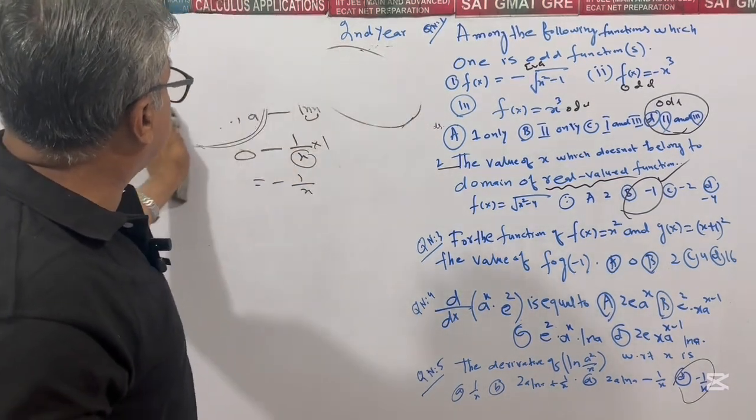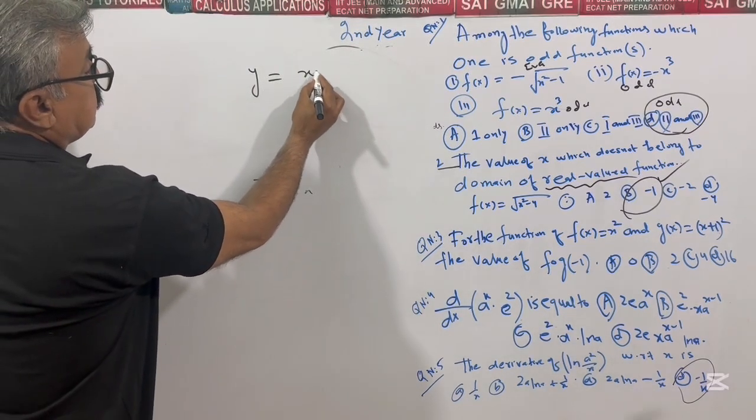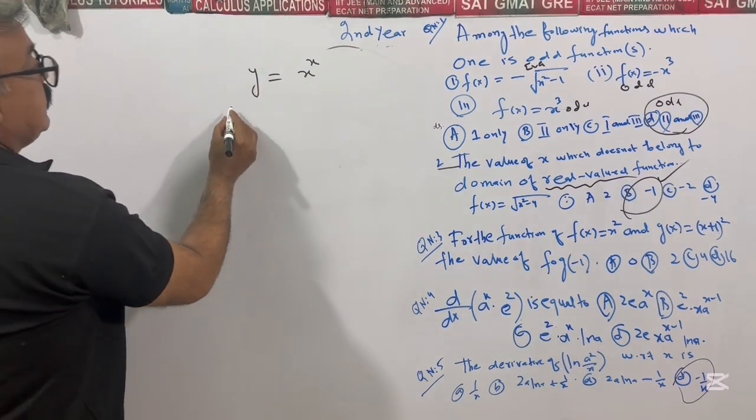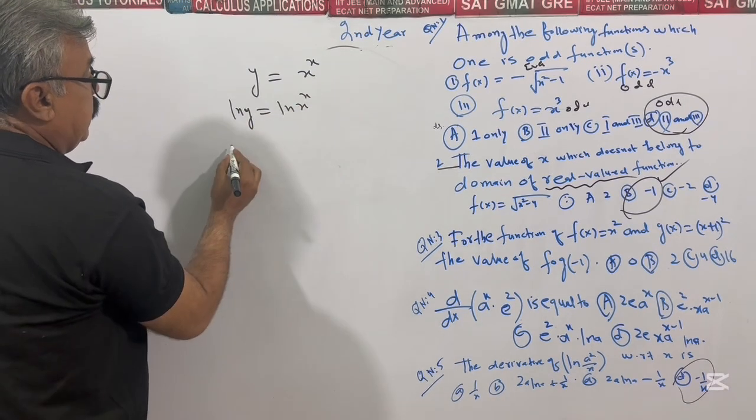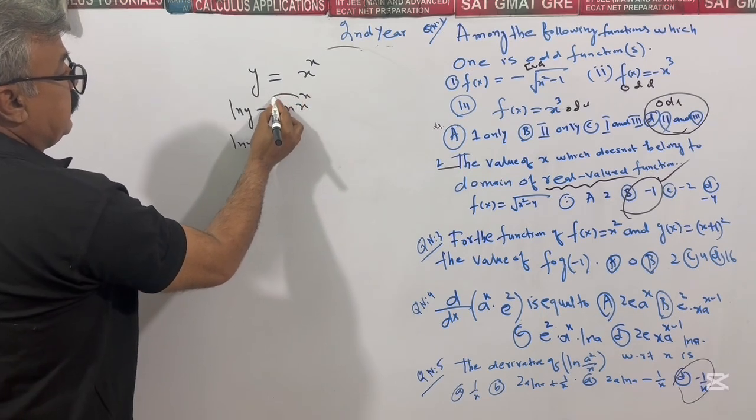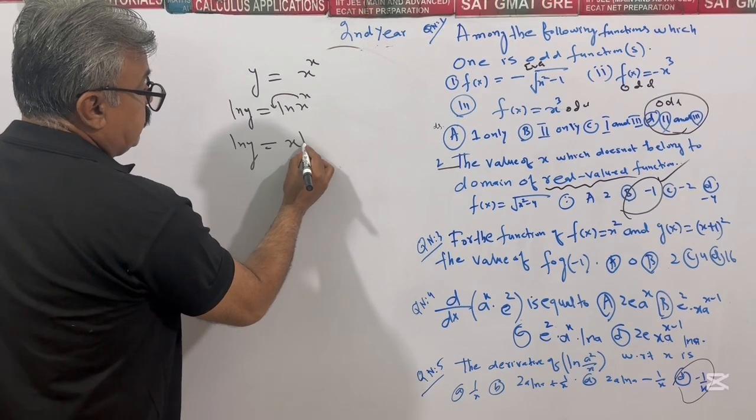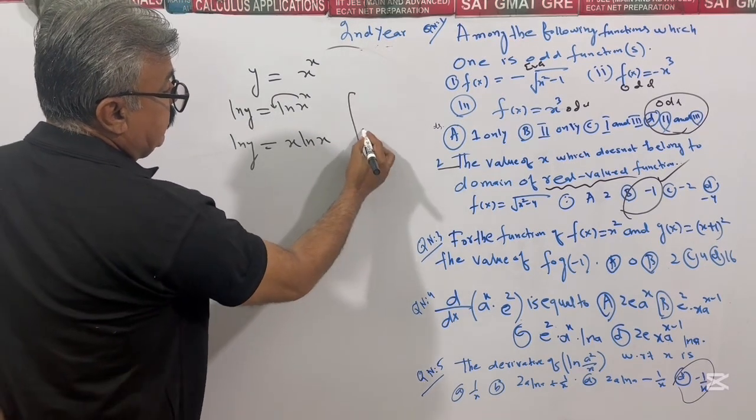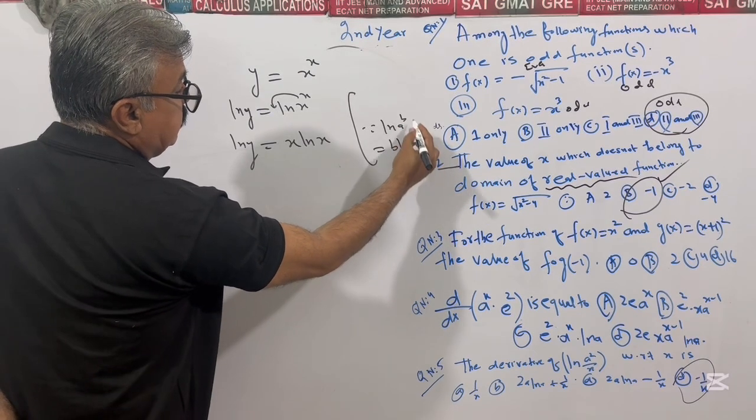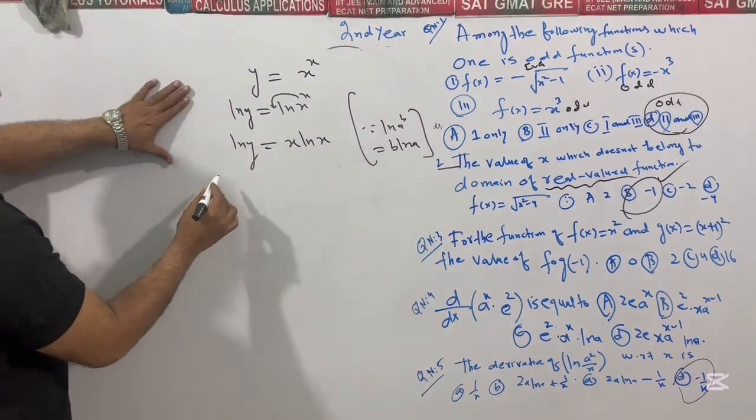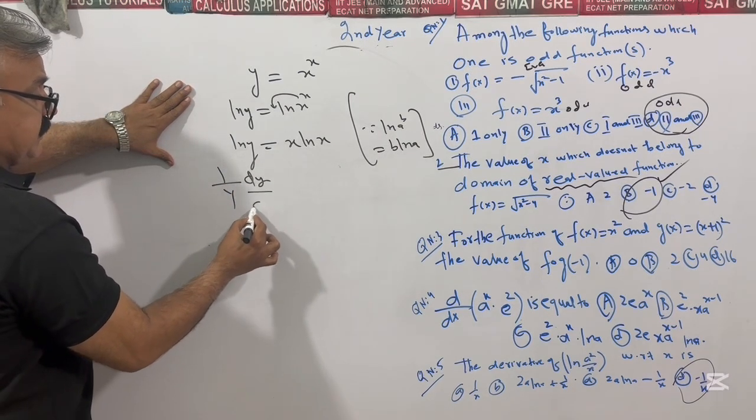Let me explain the third: when base is variable and power is variable as well. Suppose we are given y is equal to x raised to x. How to handle this? Take ln on both sides: ln y equals ln of x raised to x. Now, according to the property of log, the power can become the coefficient: x ln x. This is the property: ln a raised to b can be written as b times ln a.